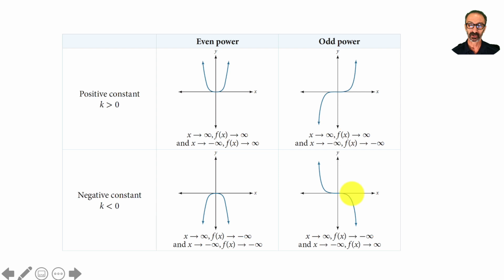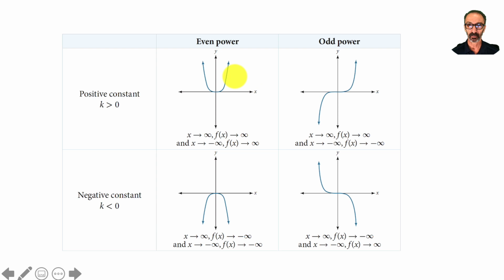Look at this one here. We can see the reflection also. This piece, instead of going up, is going down. Instead of going down, it's reflected about the x-axis, so it's going to go up. This is how they look, odd powers. This is how they look, even powers. Just keep that in mind.